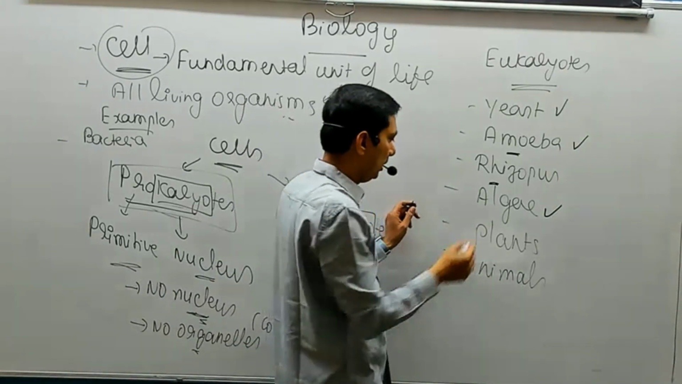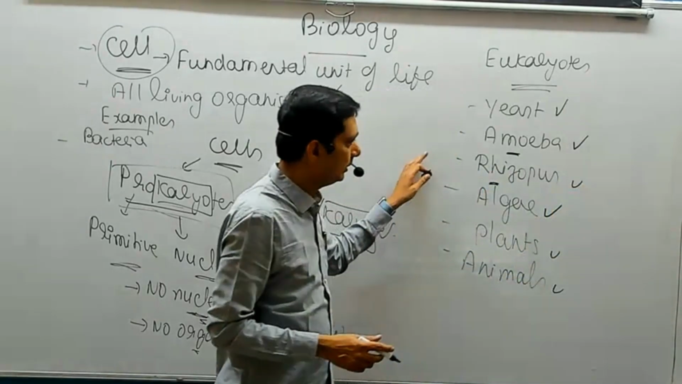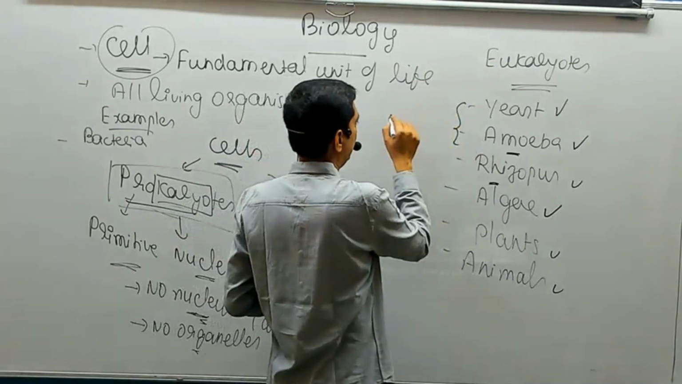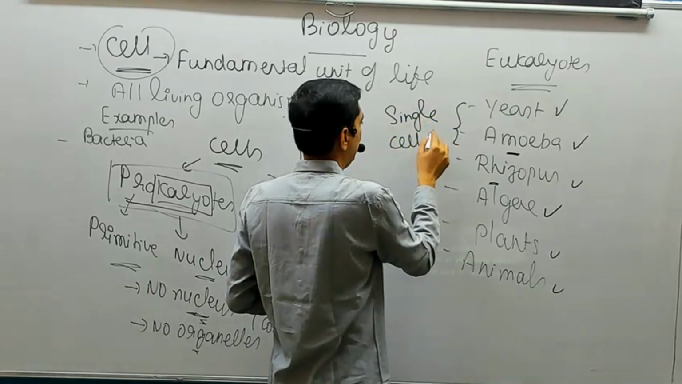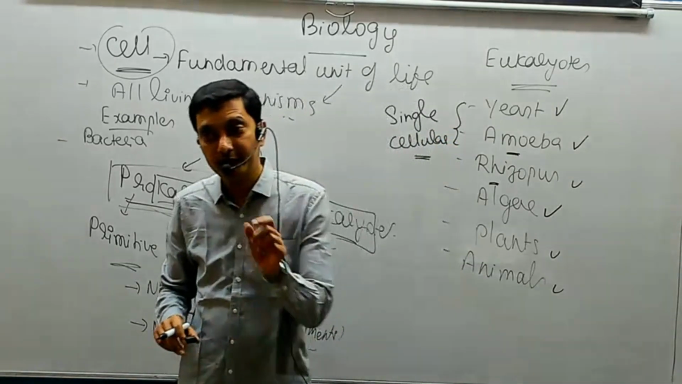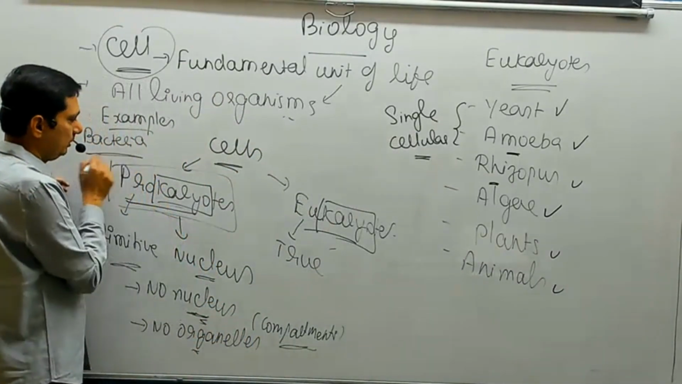Prokaryote. Okay. All of these are eukaryotes. Fungi is also eukaryote. But the thing is, this yeast, amoeba, etc., are single cellular organisms. They are made up of single cells. So what does it mean? Eukaryotes also include single cellular organisms. Bacteria is also a single cellular organism.